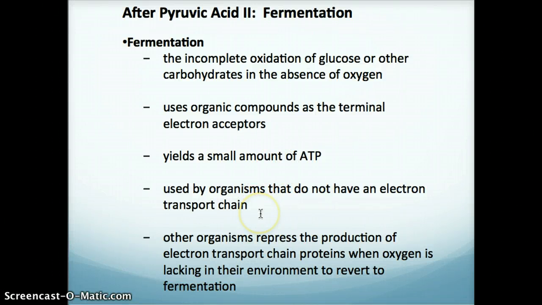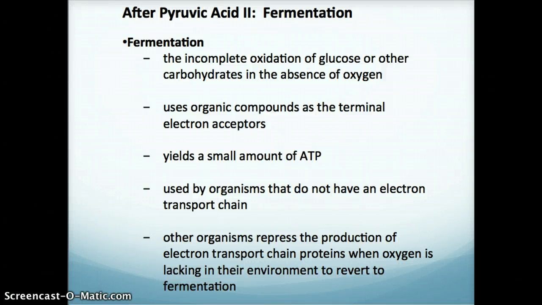And it's used by organisms that don't have that electron transport chain. So this is their adaptation to getting energy when they don't have an electron transport chain. And sometimes when oxygen is lacking in an environment, some organisms actually have the ability to repress the production of the electron transport chain proteins so that they will revert to fermentation. And this is a way to continue making energy when there is not a lot of oxygen present.